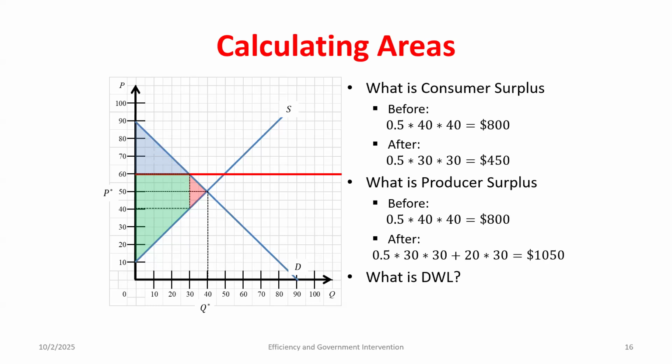Is a higher price good for consumers? Who is it good for? So what happened to producer surplus? It went up. What happened to consumer surplus? It went down, right? So this is a fairly intuitive result. We like those. We don't like the counterintuitive results.